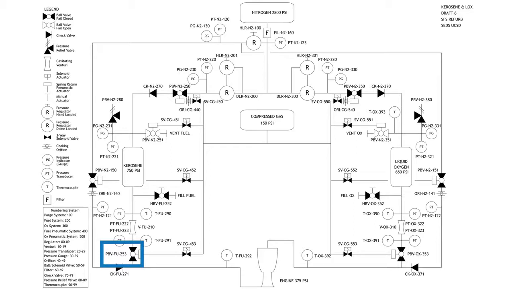If you think about it logically, it makes sense that that ball valve would be normally closed. Because if we're filling our tanks, we don't want that ball valve to be open all the time, because then we would have propellants flowing straight into our engine. So you don't want that. What you really want is that to be closed normally.